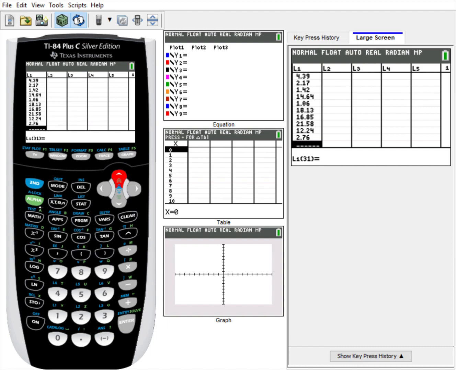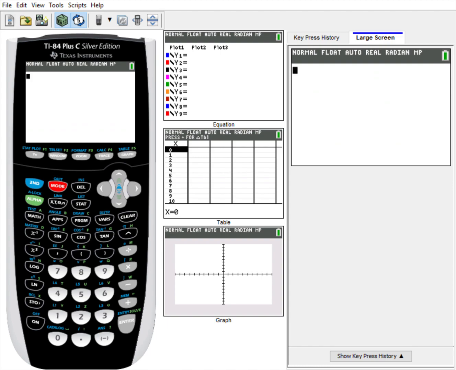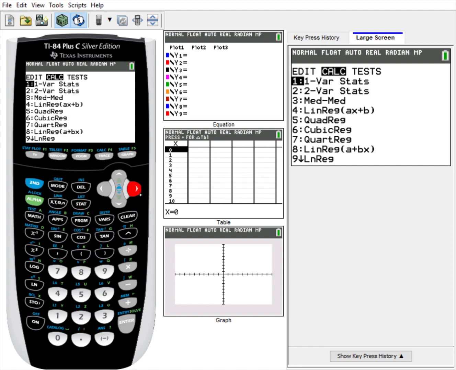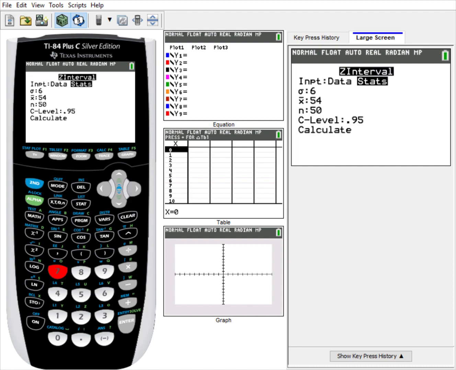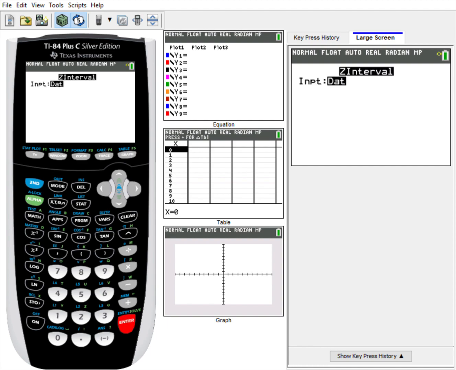Now, after you've entered all of your numbers in L1, you want to quit this menu because you don't want to work in this menu, you want to work in here, and push stats again. You're going to go over to test. The 7-1 is the Z interval formula. So every time we're doing all of the problems in 7-1, we're going to be pushing, in my case, 7 for the Z interval. Except then I don't have any stats. I have data. So I'm going to push on data.